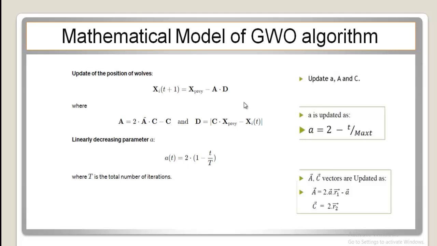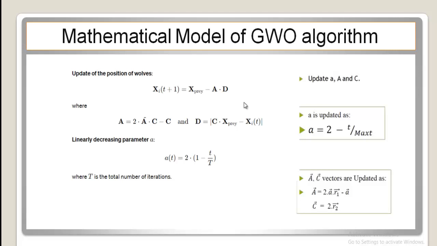So every agent position is being updated according to the position of the three best solutions, where x_i(t+1) equals x_prey minus A multiplied with D, where the values of A and D are being calculated according to equations. The coefficient vector equations for the A value and the distance D value are being calculated according to the equation as we can see here.